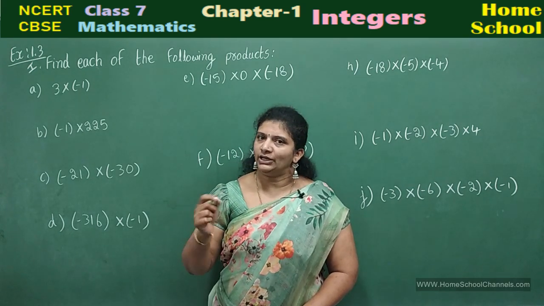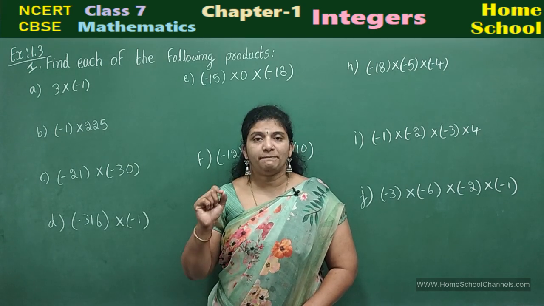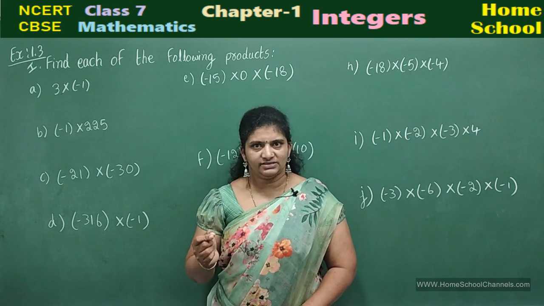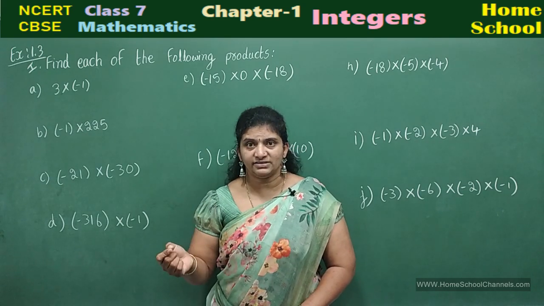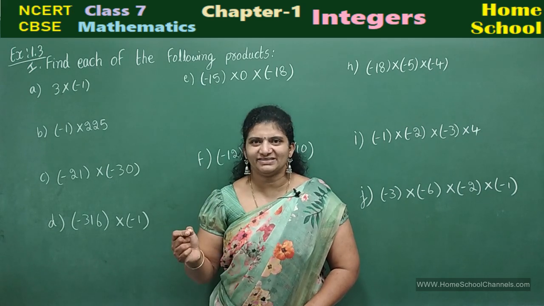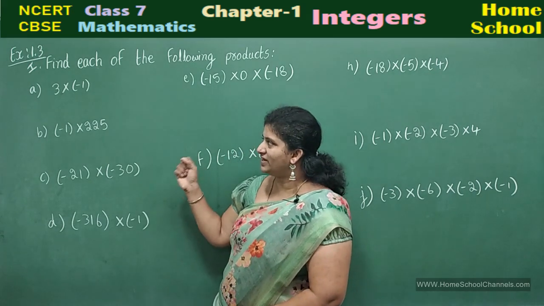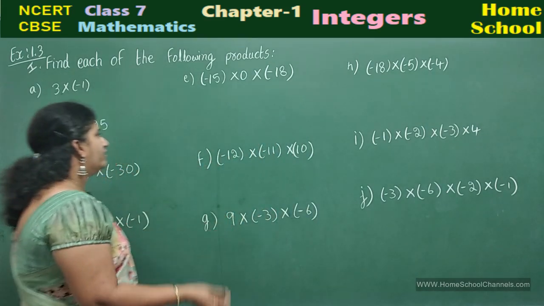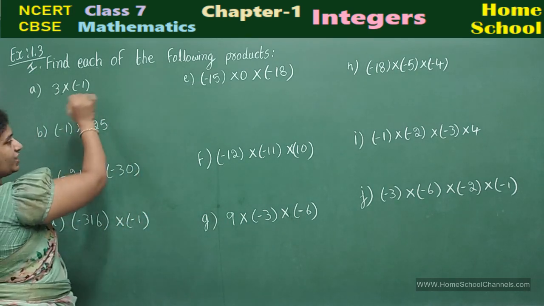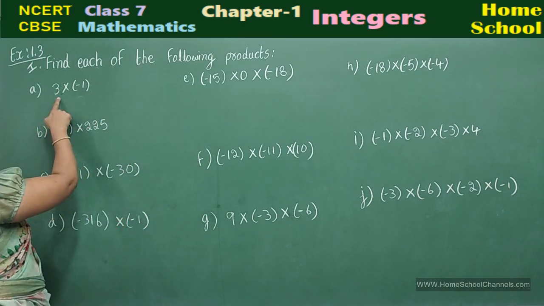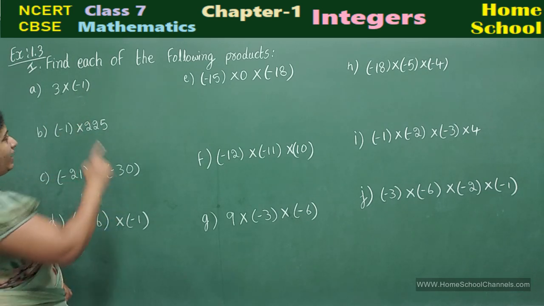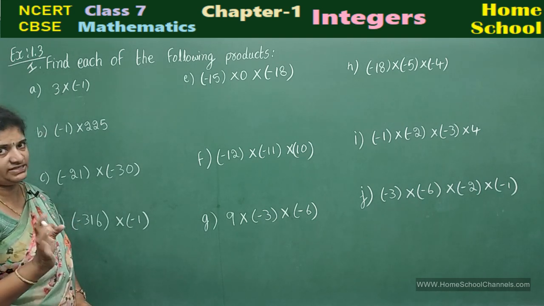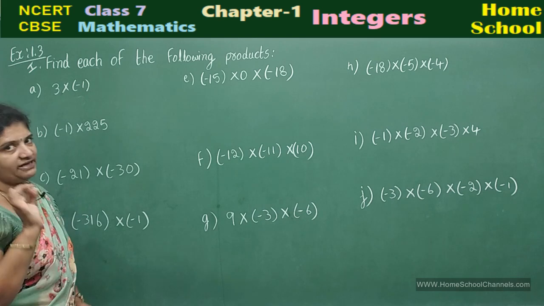Okay? Later you can multiply. That is plus into plus, plus; minus into minus, plus; plus into minus, minus; minus into plus, minus. Okay? Let us start with the first sub-question, that is A, 3 into minus 1. When you have a negative sign, we use a bracket. 3 into minus 1. You have here plus 3. No need of always writing a plus sign. Only 3 means it is plus 3.